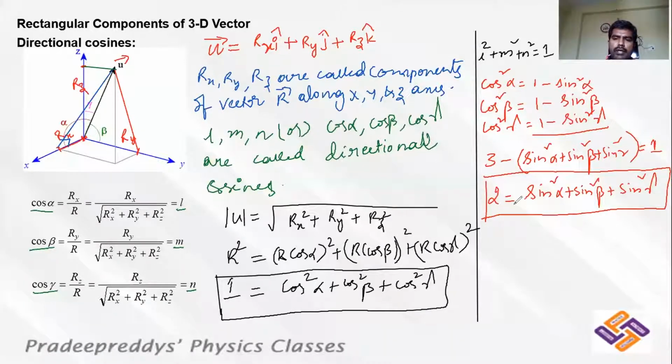This is how you can write it in terms of sine of the angles: sine alpha, sine beta and sine gamma. These are called the directional cosines of the vector in 3 dimensions. This is the way you can represent a vector in 3 dimensions using directional cosines.